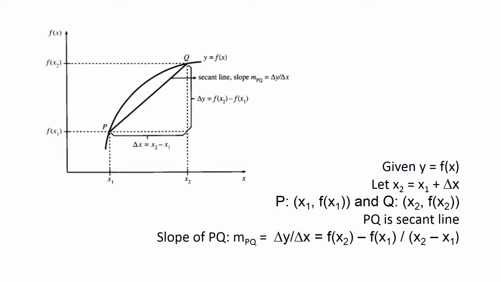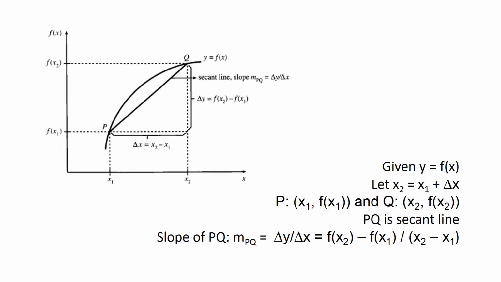Let us examine this with a diagram. Don't worry if you cannot follow this slide because I will explain it later also. So in this function, we can see that we have 2 points on the function, P and Q. The secant is the line joining P and Q and it has a slope of m_PQ. This is given by del y by del x.